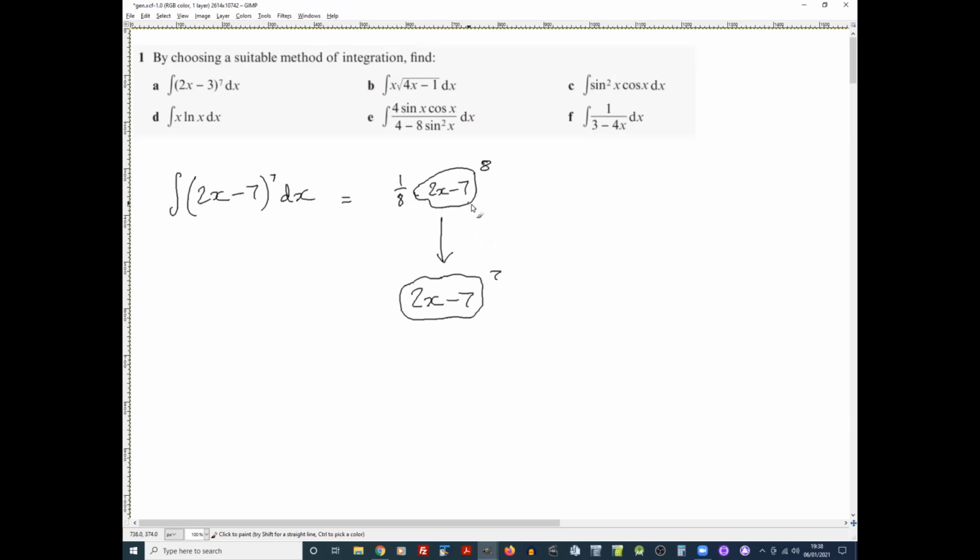Are we done? No, because that's our dy/du, (2x minus 3)^8, and then we need the du/dx, the derivative of the inner function, times 2. Just 2. Yeah.